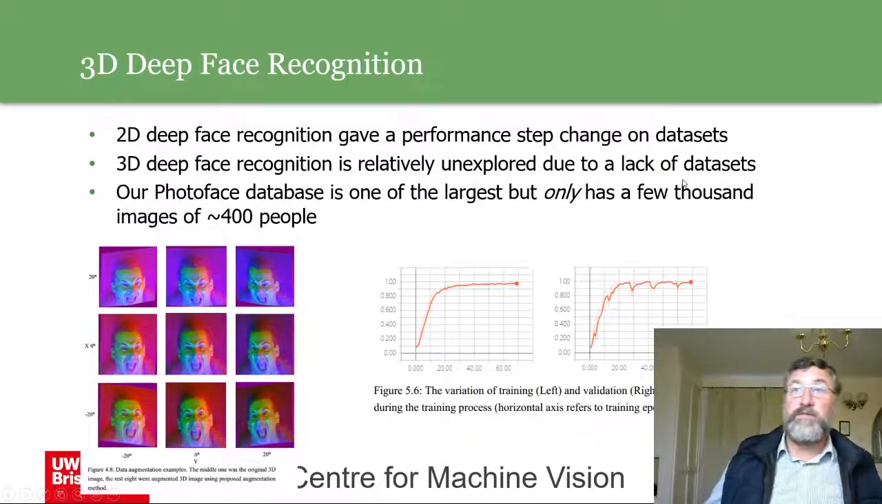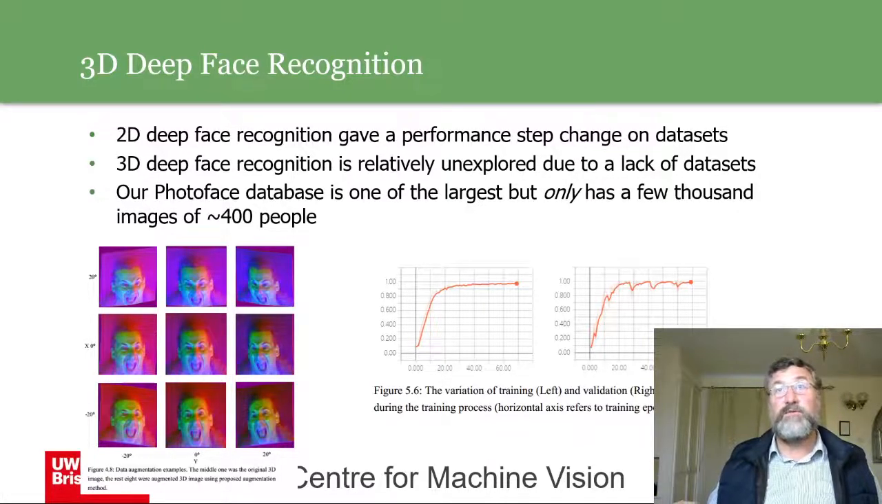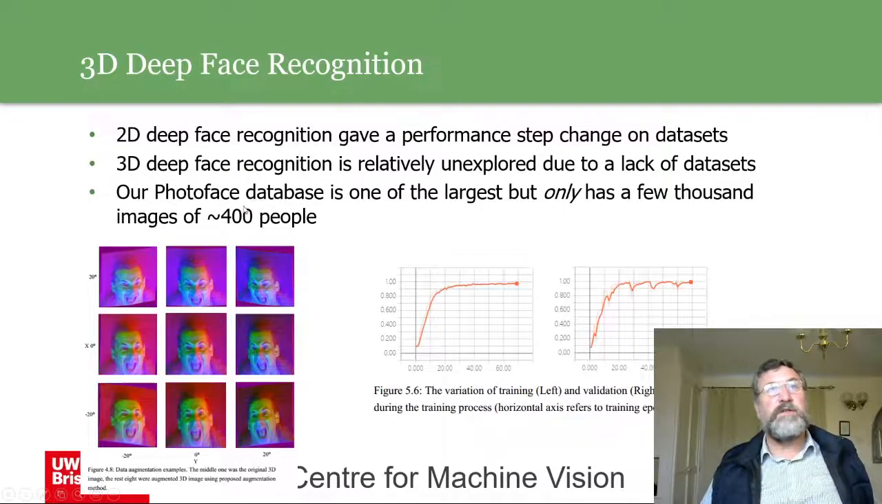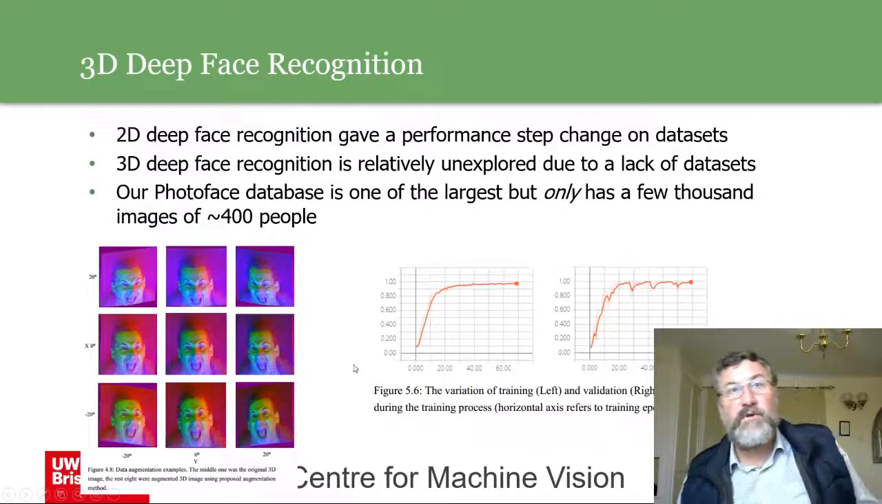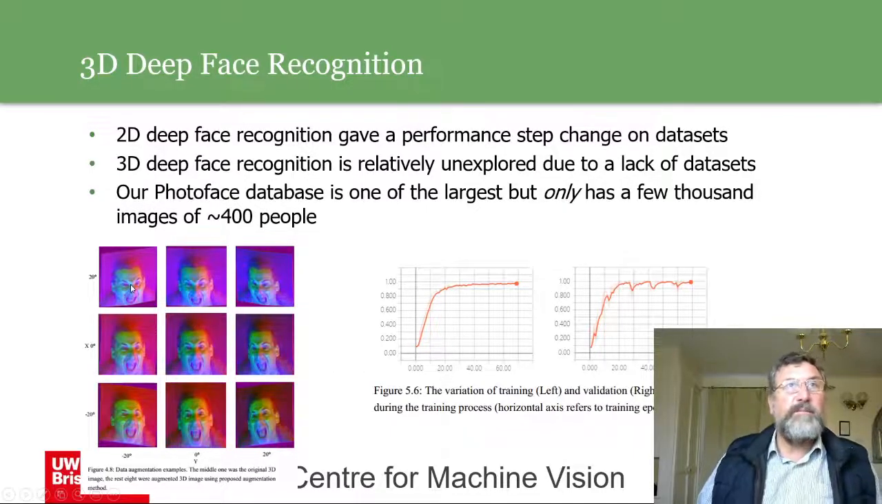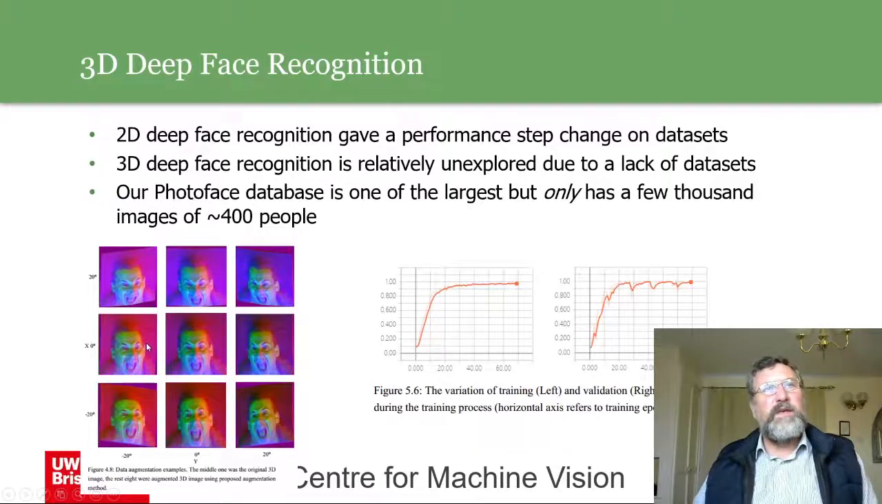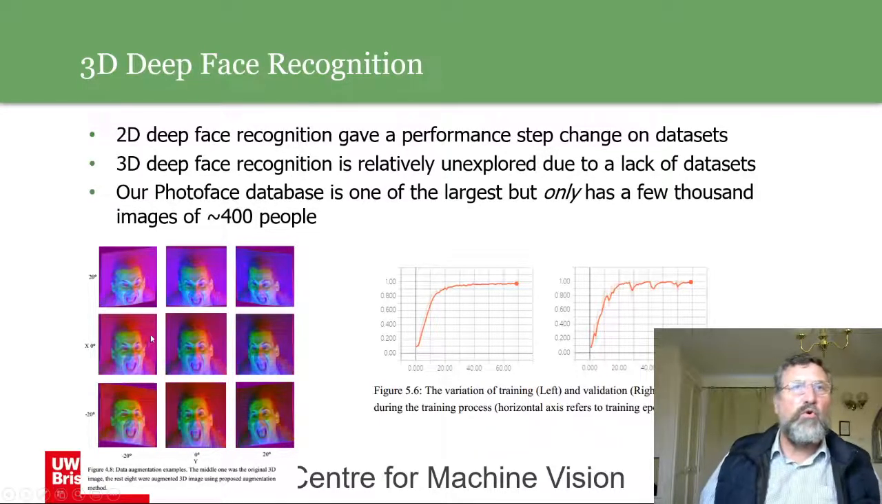One of the first data sets that was available generally was our PhotoFace data set, by the way, which we generated back in 2008 and put onto the internet. As it says, our PhotoFace database is one of the largest, but only has a few thousand images of around 400 people. That seemed like a lot to get together, but the more the merrier when it comes to this data. So what we've got here is 3D data from faces.